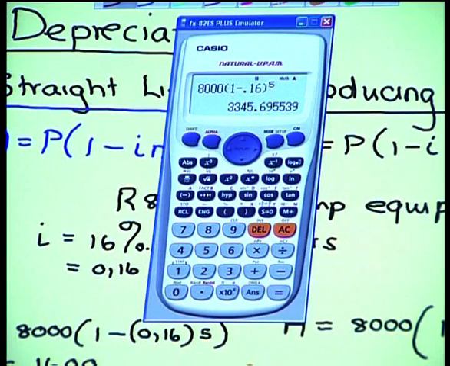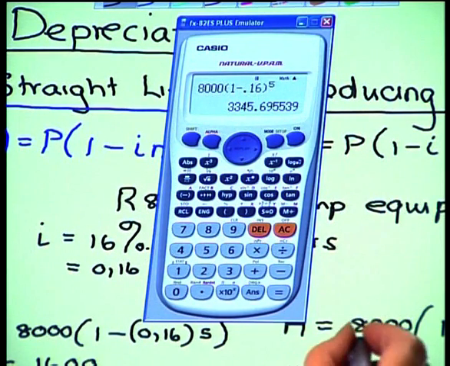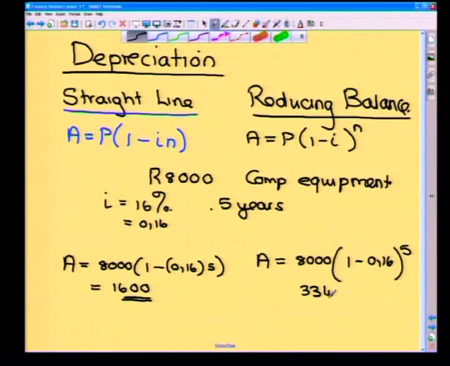And you can see your computer equipment is worth much more, 3,345 Rand, 70 cents. So 3,345, 70 cents. So obviously that's the better idea for depreciation. So we can be grateful that our cars depreciate on a reducing balance. Now what I'm trying to warn you with by doing this is saying to you that you must look at your question and you must see what kind of depreciation it is.